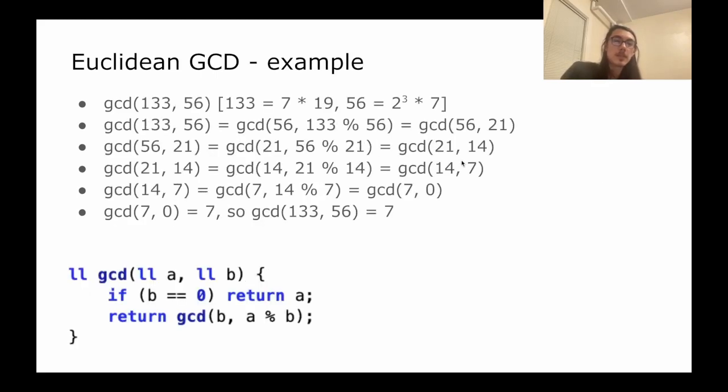So this is an example. We do 133, which is 7 times 19, and 56, which is 8 times 7. So 133 and 56, we swap them, take 133 mod 56, which is 21. Then we need to compute this part, so we do it again. 56 mod 21 is 14, so we go here. We do this again. 21 mod 14 is 7, so we get this. We do it again. We get 7 and 0, and that's the base case.